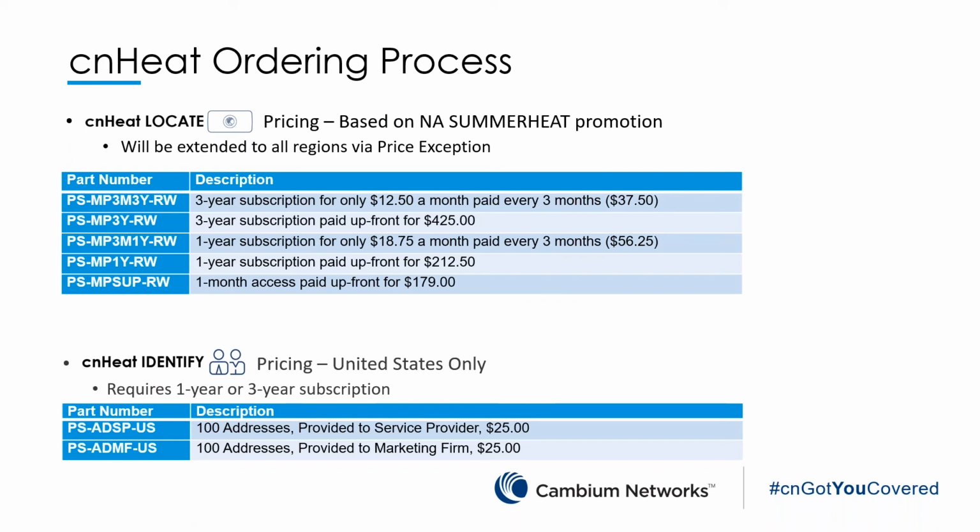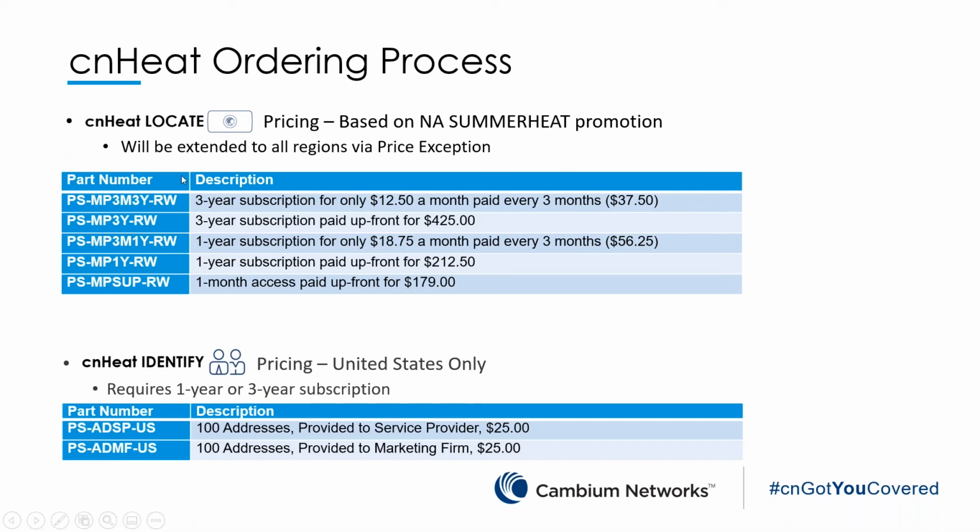So real quickly, here is the pricing for cnHeat today. You can buy cnHeat, and for a heat map, you pay as little as $12.50 a month for a site. You can do this in a 3-year or 1-year subscription, and you can pay either upfront or every 3 months if you desire. If you want to buy cnHeat for just 1 month, you can also do that.